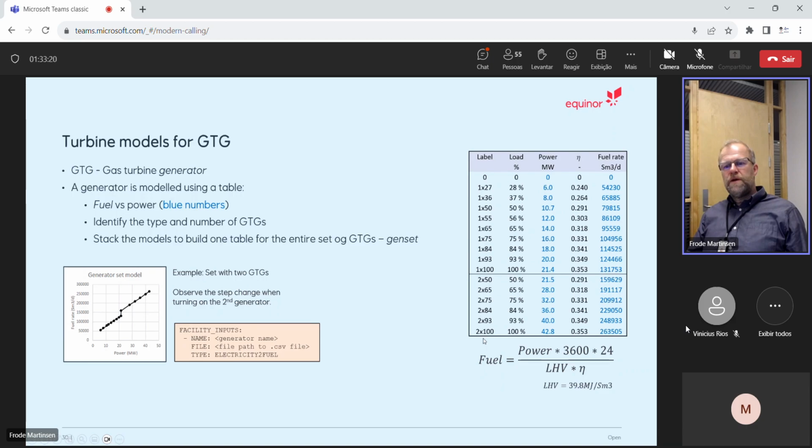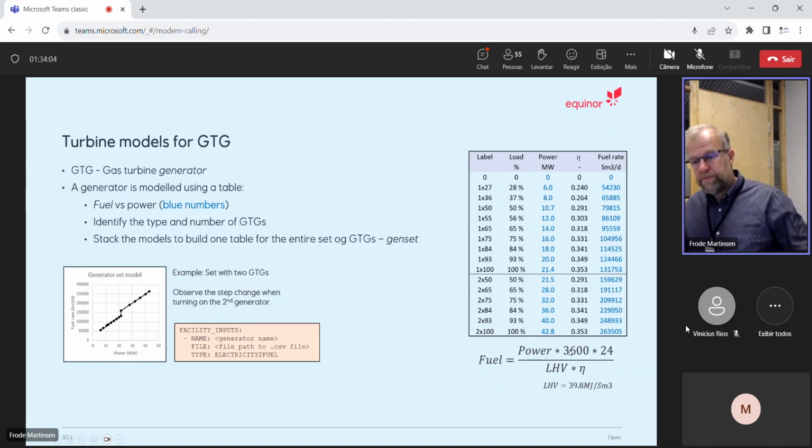Well, we know from my friends in the mechanical department that there are some loads, some percentage of loads. If it's fully loaded, 100%, it can deliver 21.4 megawatts. The efficiency, I know from my friends over there, is 0.35 or 35.3%. And then I have this formula here. Fuel is power times 3,600 times 24 divided by lower heating value and efficiency. I put it in here, and I get a fuel rate in standard cubes per day, 131,753.